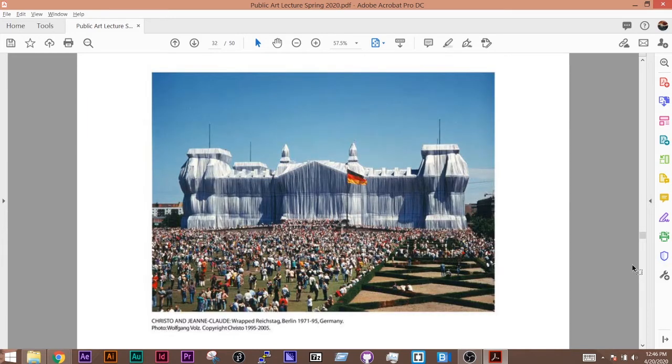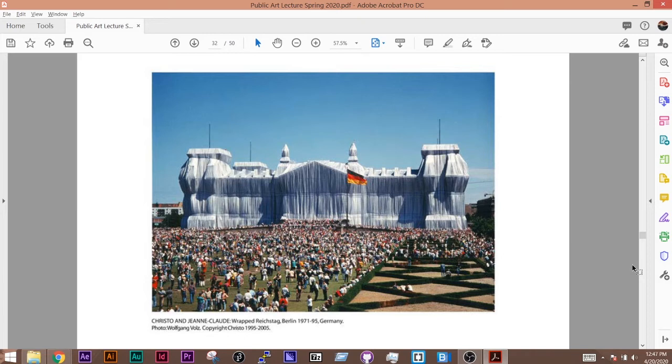Two artists who are really well known for creating gestures around public buildings were Jean-Claude and Christo. And Jean-Claude has passed away, but Christo still continues to make work. And this was a piece where they covered the Reichstag in Germany completely in fabric.